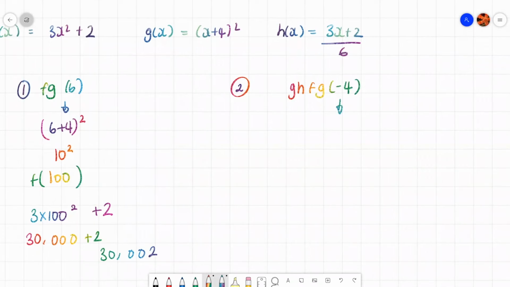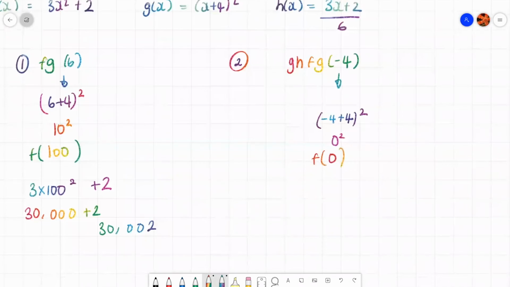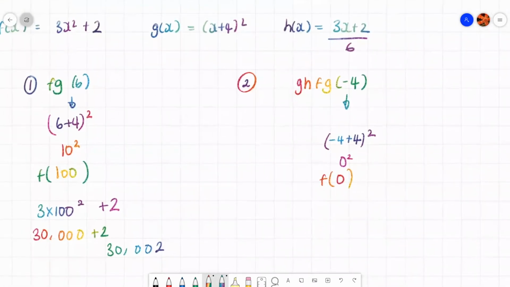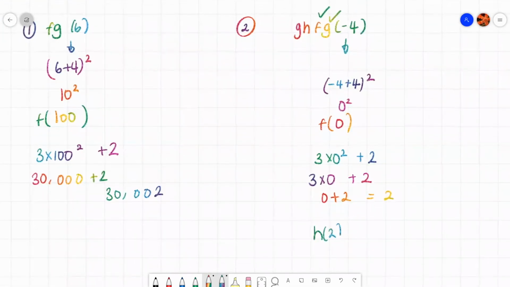So that means I've got to do minus 4, add 4, all squared. Well, minus 4 add 4 is 0. 0 squared is 0. I've got to apply f to that. So where I've got 0 in the f function, I've got to substitute that with 0. So that's 3x squared add 2, isn't it? So I've got to do 3 times 0 squared add 2. Well, 0 squared 0, so 3 times 0 add 2. Well, 0 add 2 is just 2. Right, so we've done the G, we've done the F, now we've got to apply H to it. So it's H of 2 now.